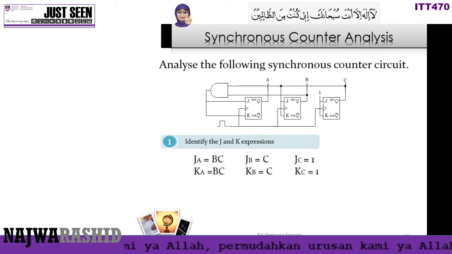In this video, we will discuss how to do the analysis on the synchronous counter circuit. So you are given a counter circuit. Based on the counter circuit, you need to do the analysis part.